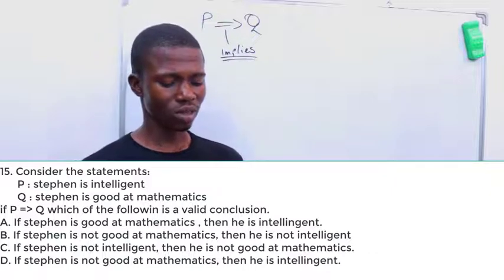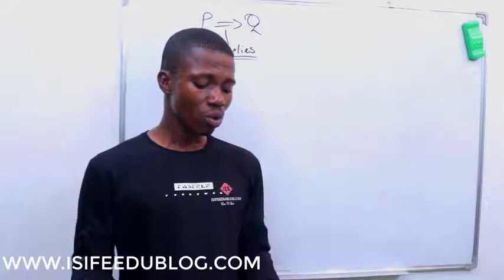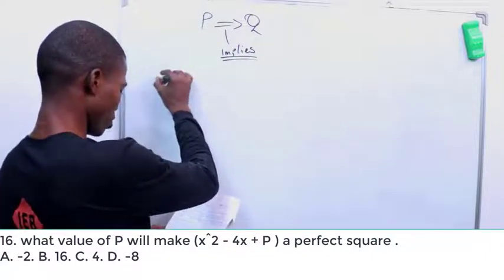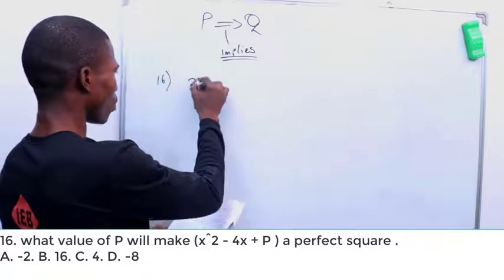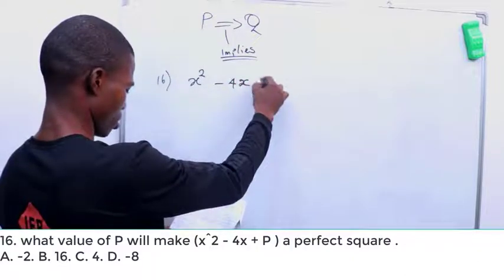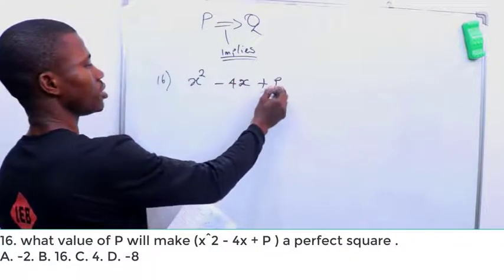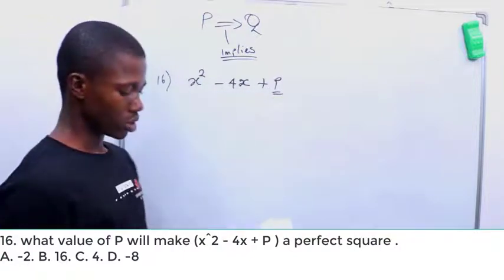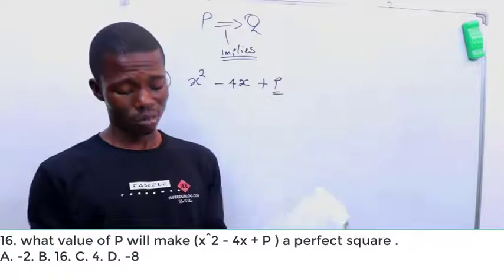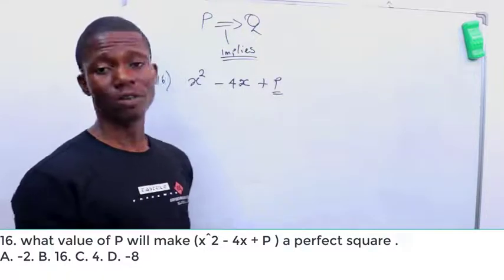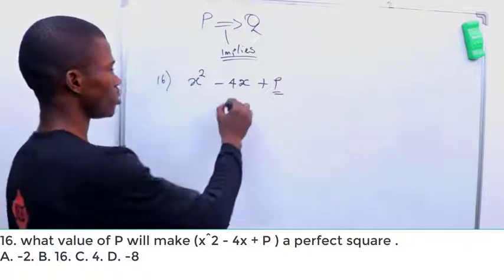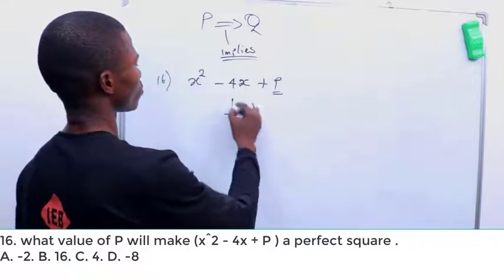Let's quickly go back to question number 16, which says, what value of P will make this a perfect square? So we just have a simple formula for solving this, completing the perfect square. So maybe you can go over to ISIFE EDUBLOG and study everything about quadratic equations from first principles. Okay, so here all you need is (b over 2a) squared.